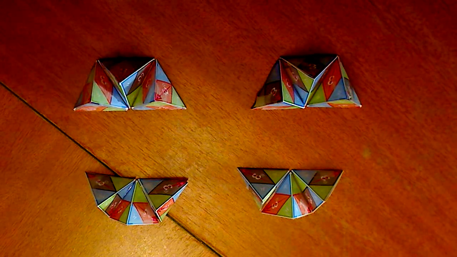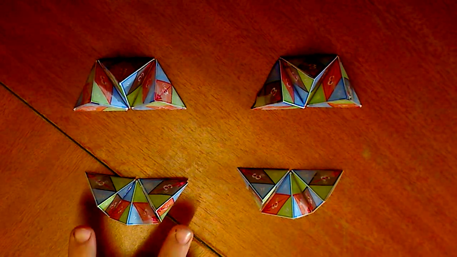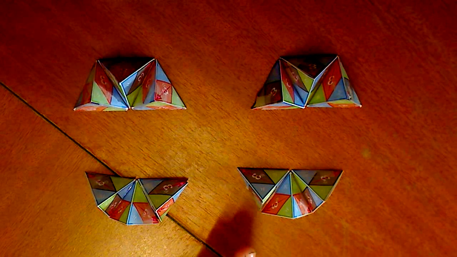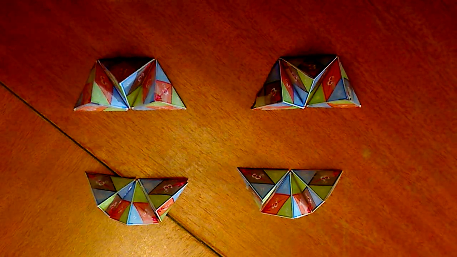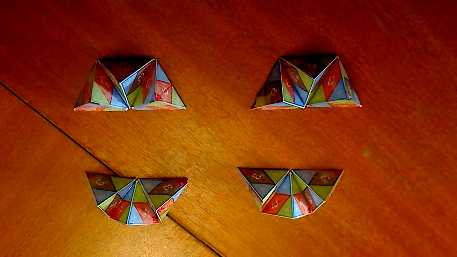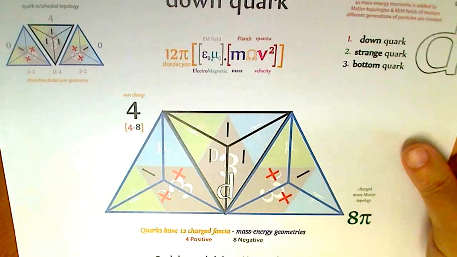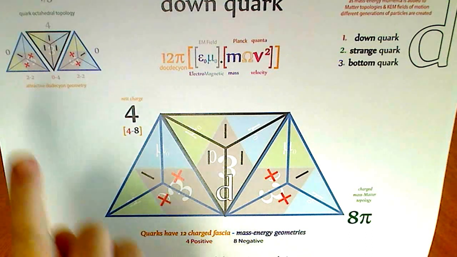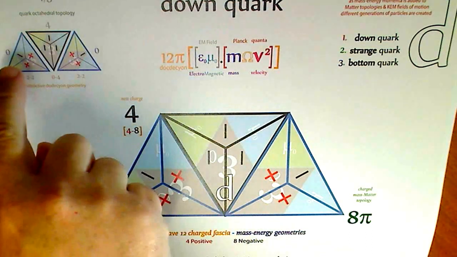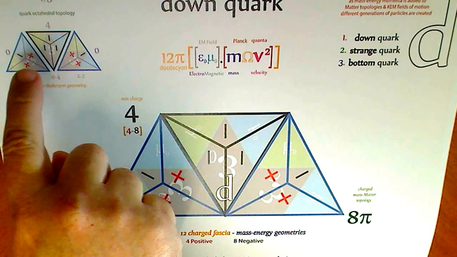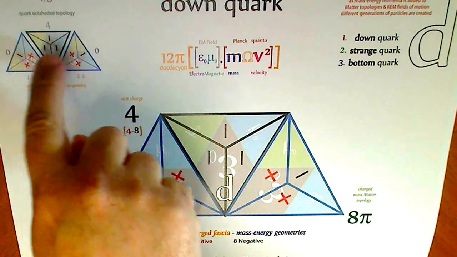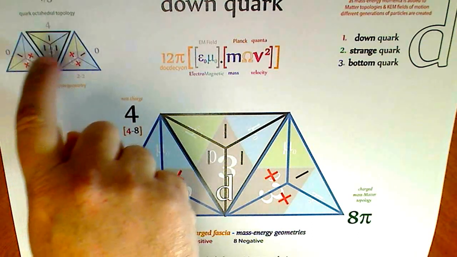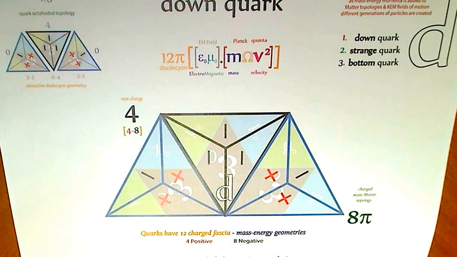So the first particle that can be formed by the creation or the addition of plus and minus tetrions and neutral tetrions together is the down quark. The down quark, as you can see here in this model, or this illustration, is made up of three tetrions. Two neutral tetrions, which are plus-minus combinations, and a negative tetrion, which has four negative charge fascia.